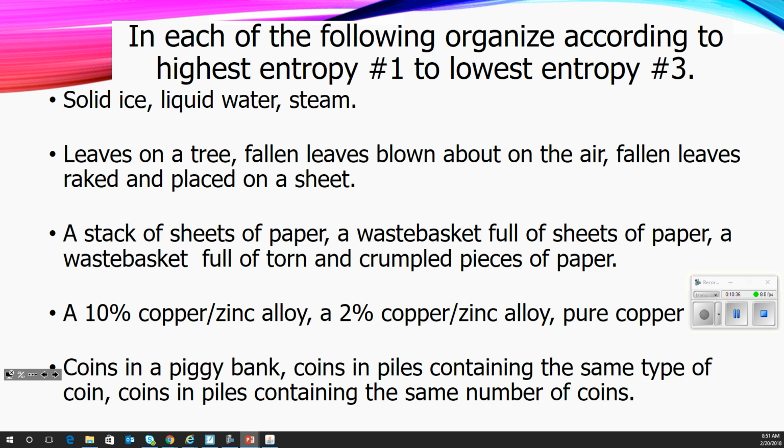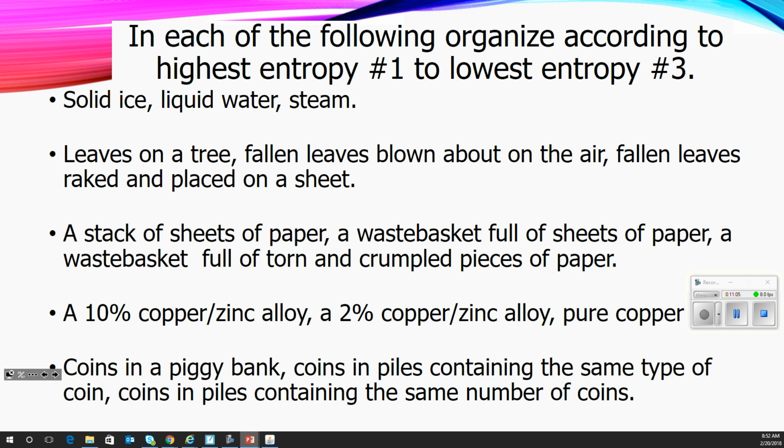Now, highest entropy would be what? Highest what? The least organized, the highest disorder. Okay, to the lowest entropy, which would be the most ordered. Okay, so solid ice, liquid water, and steam. Reverse that whole thing, right? So it would be steam, liquid water, and then solid ice. Because solid ice would have the lowest entropy, meaning the most ordered.